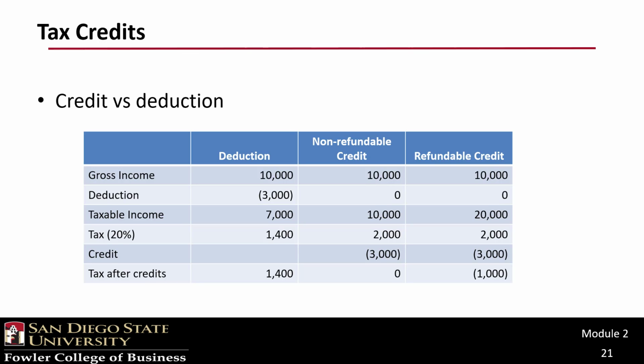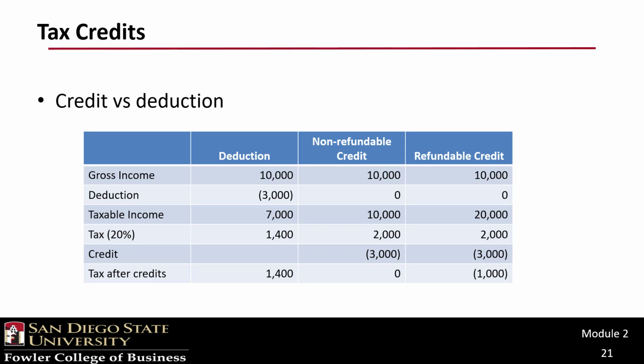Before we go too much further on credits, let me explain the difference between a deduction and a credit. A deduction is an expense that lowers your taxable income, just like an expense lowers your net income. A credit, on the other hand, is a direct reduction of your tax. Some credits are even refundable, which means that even if you reduce your tax to 0, the government will pay you a credit above that amount.